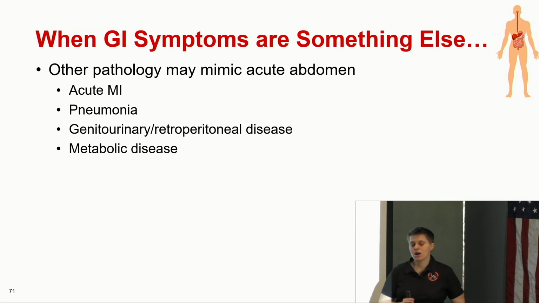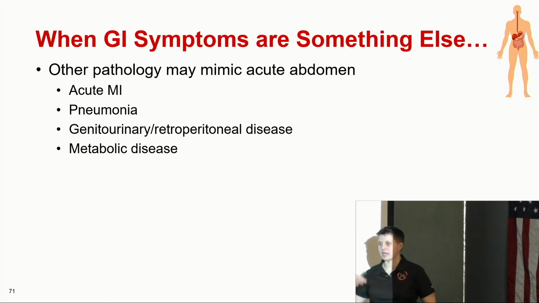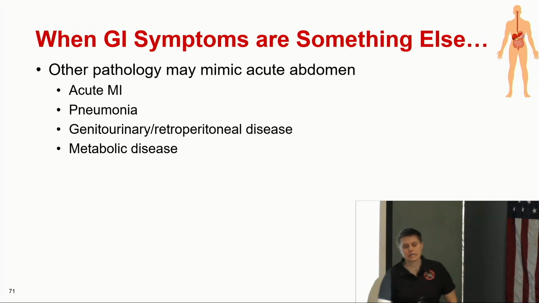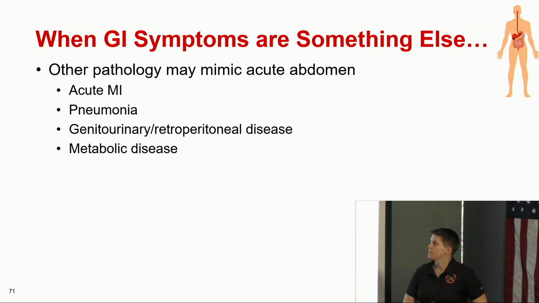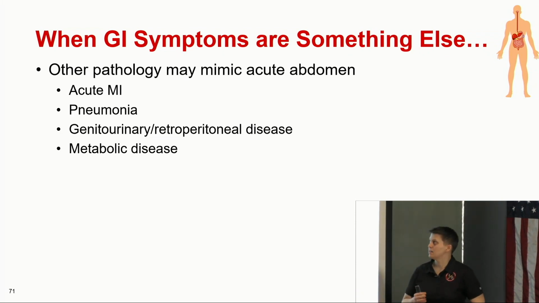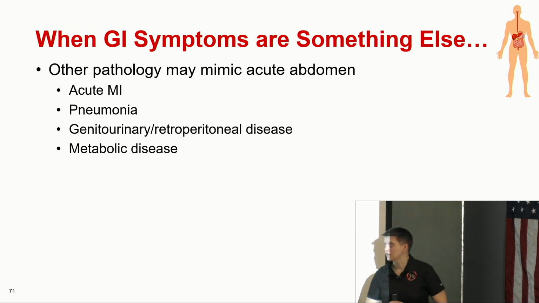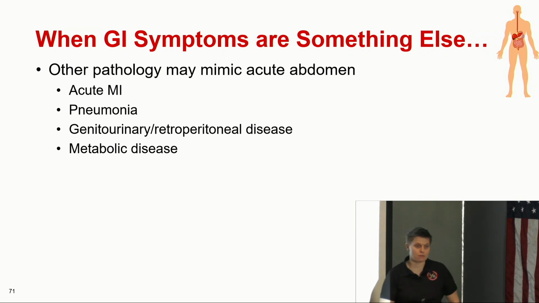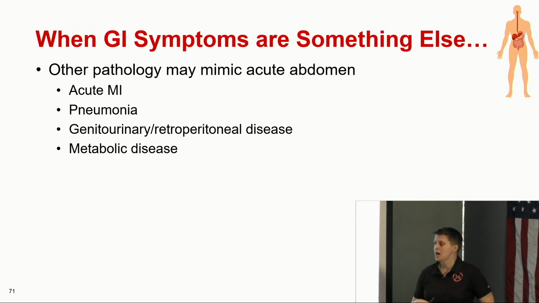We already mentioned a couple of GI issues, like GI bleed, that may present as symptoms of another body system, but there are also other body systems that may present looking like gastrointestinal pain or like an acute abdomen. Things like MI, pneumonia, any kind of genitourinary or retroperitoneal disease, or any kind of kidney disease, or metabolic diseases may all present primarily with GI symptoms.